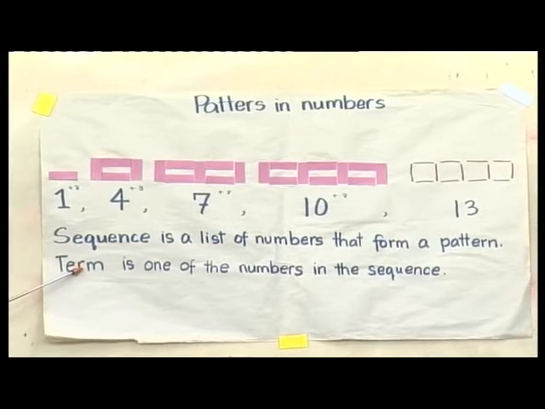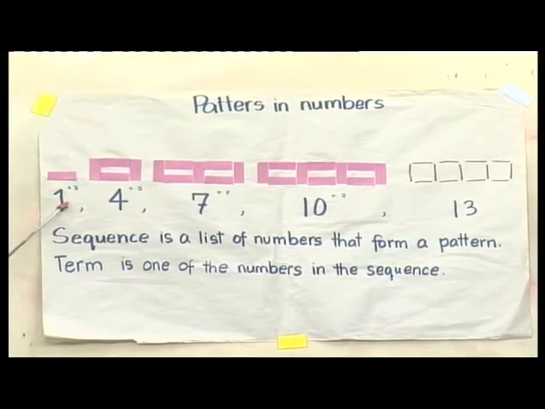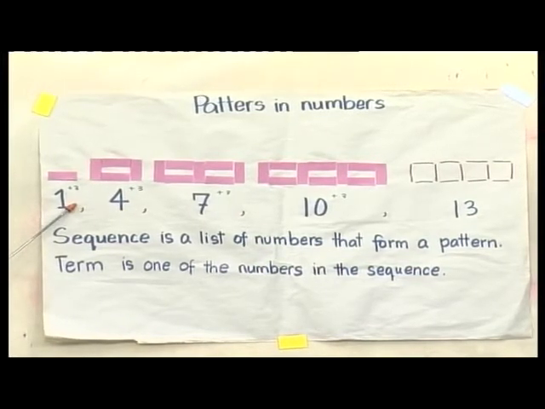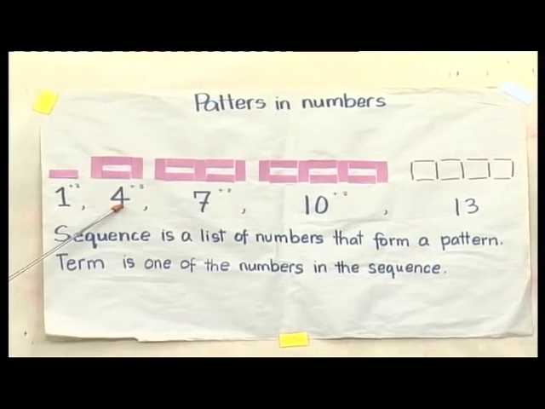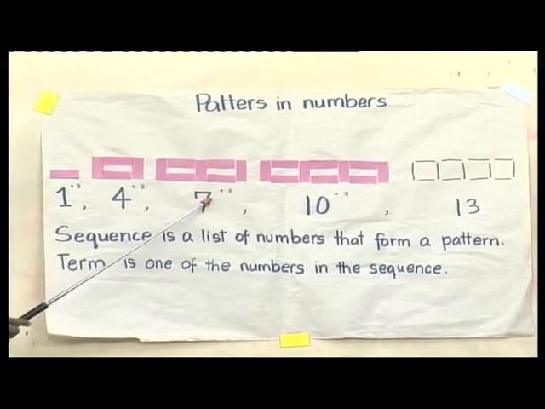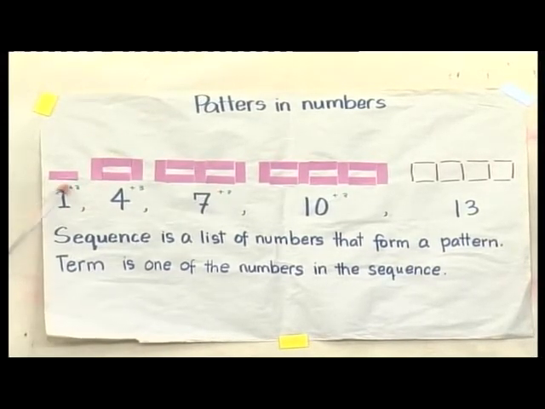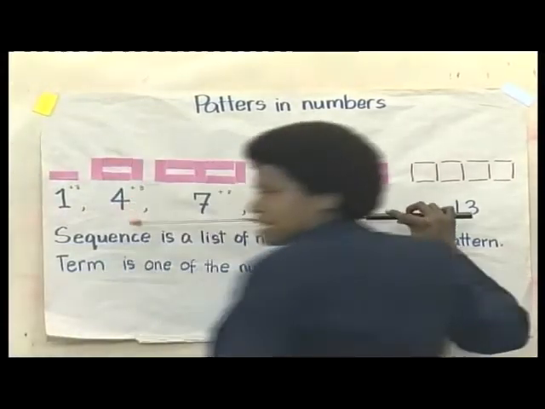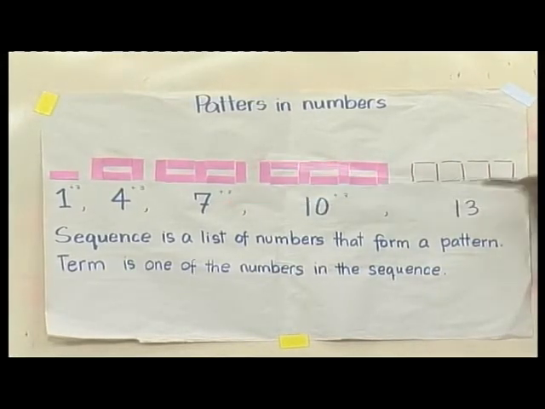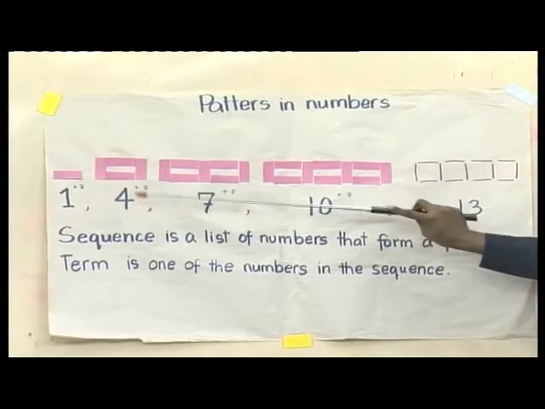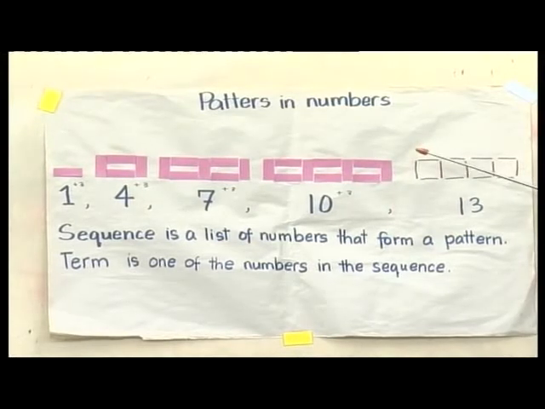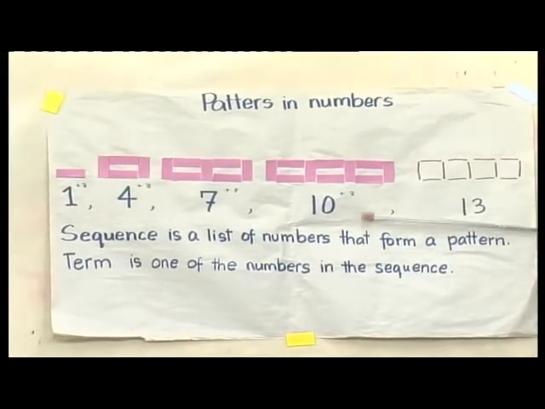Term. A term is one of the numbers in the sequence. So for example, number 1 is the first term. Number 4 is the second term. So these are called terms. Everyone look up here. These numbers in this sequence are called terms. You have the first term, second term, third term, fourth, fifth, and so on. Do you understand, class?